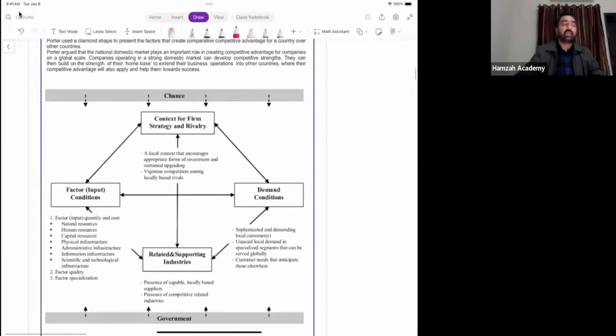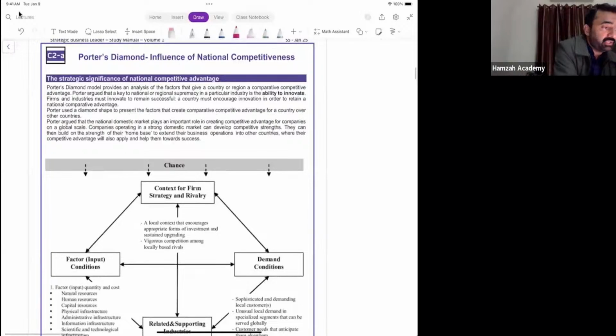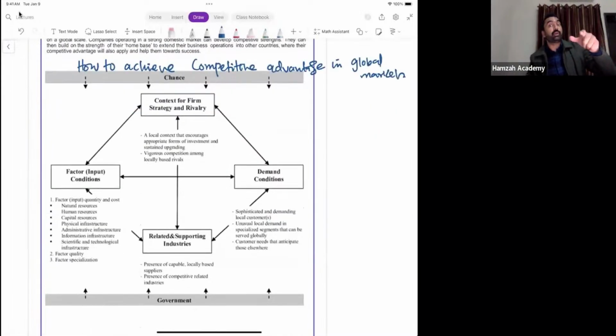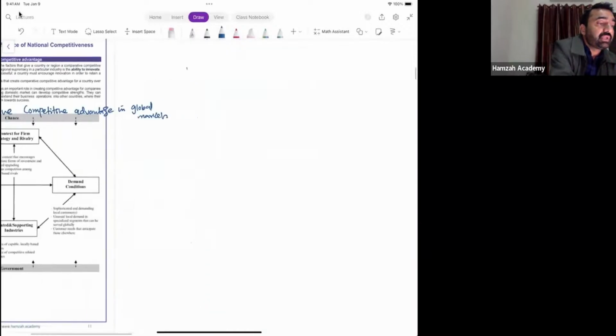So according to this model, let me write the top line for this: how to achieve competitive advantage in global markets. In global markets, how to achieve competitive advantage. So this model was introduced by Porter. Okay. If we look at the SBL papers, SBL papers have tested this model differently.